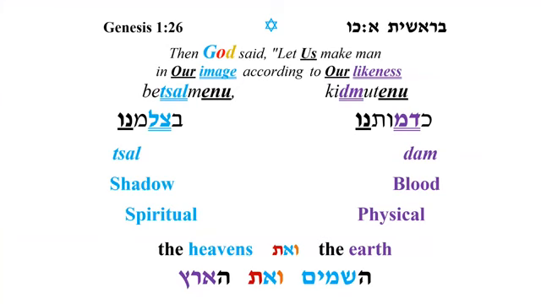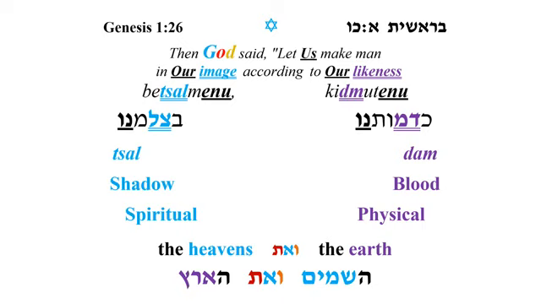But here's the point I want to make. It says, "Let us make man in our image, according to our likeness." What is the difference between image and likeness? It sounds like he's repeating himself. There's got to be a difference between image and likeness, because otherwise it doesn't make sense. And if you go to the Hebrew, look what it says. Then God said, "Let us make man Betsilmenu, in our image, according Kidmatenu, to our likeness."